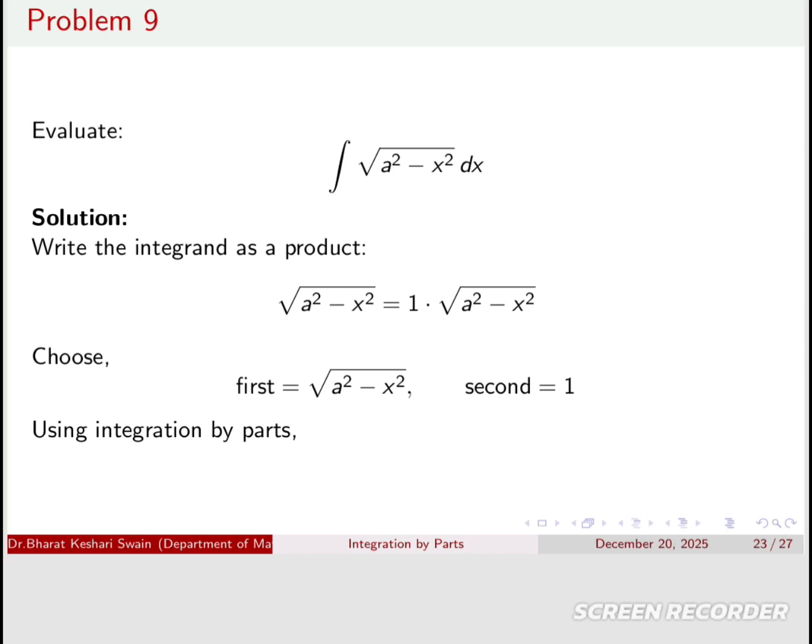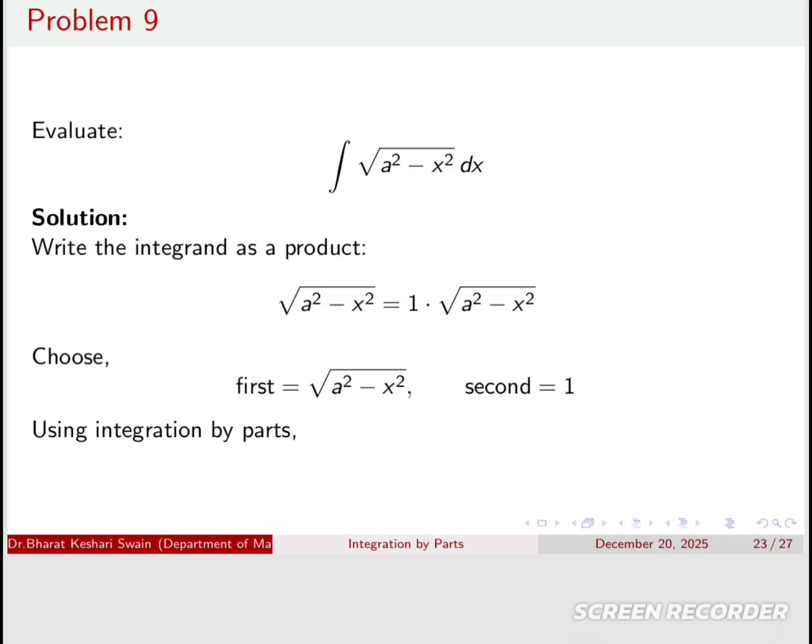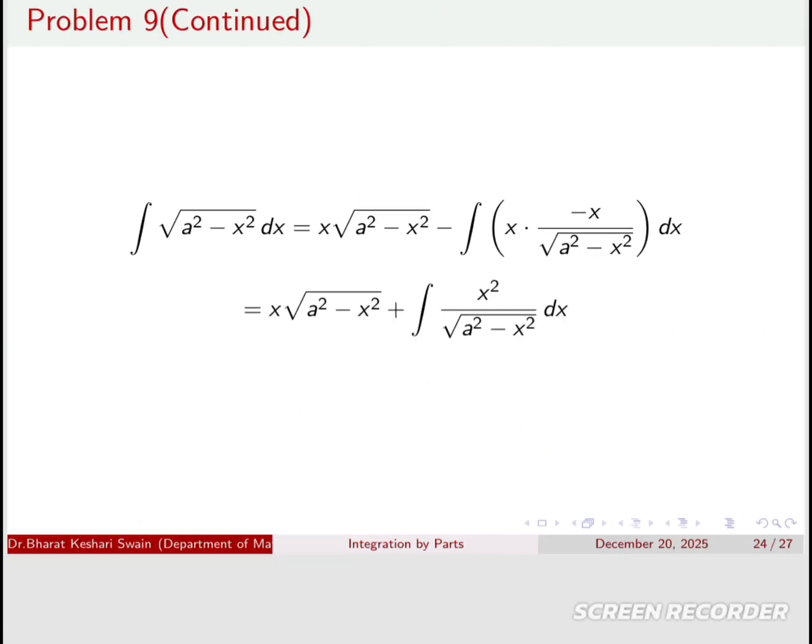Another example is here, problem number 9. Integration of root over a square minus x square into dx. To apply by parts here, just multiply by 1, choose this as the first function and 1 as the second function. Then use the by parts rule: first into integration of second, minus integral of derivative of first into integration of second.